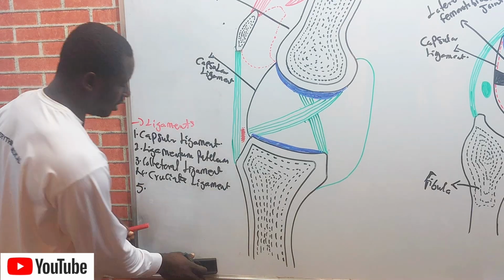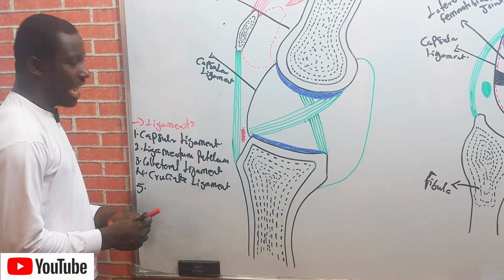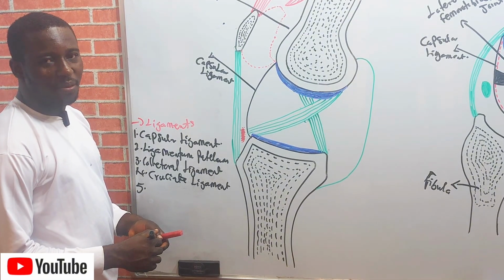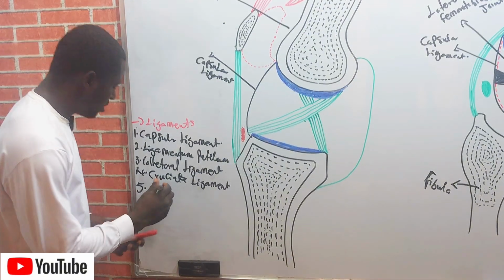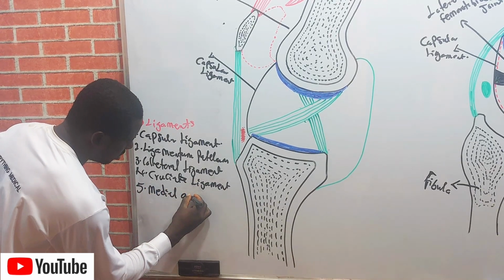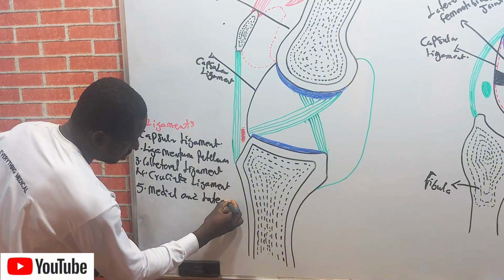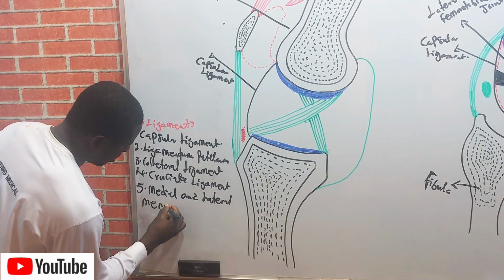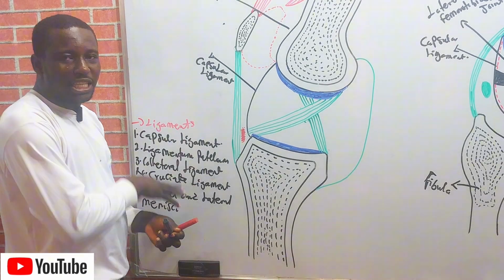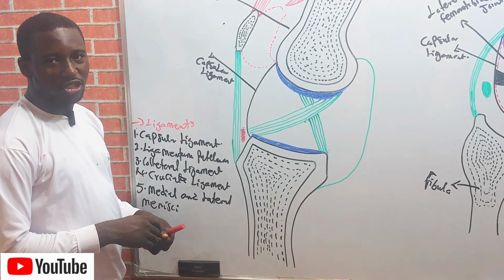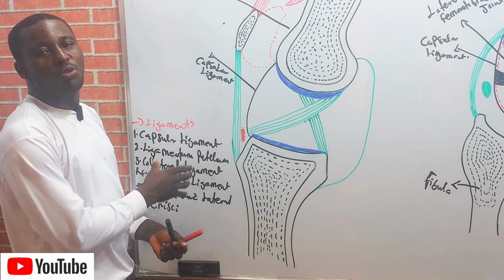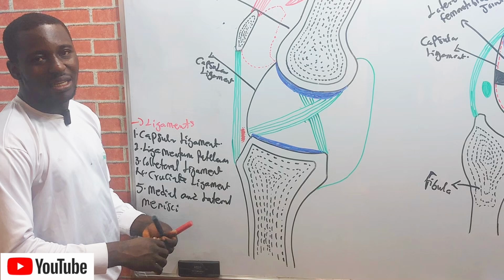The number 5 is an important ligament, which is the medial and lateral menisci. Now, these are the principal ligaments of the knee joint. We can call these the primary ligaments of the knee joint. We also have the secondary ligaments or the accessory ligaments of the knee joint.